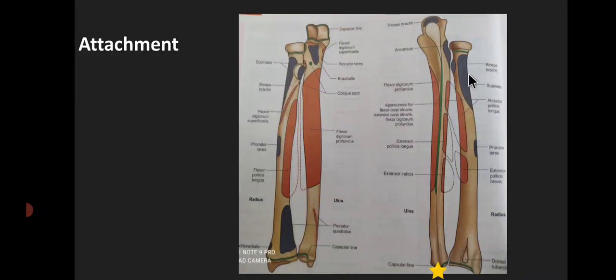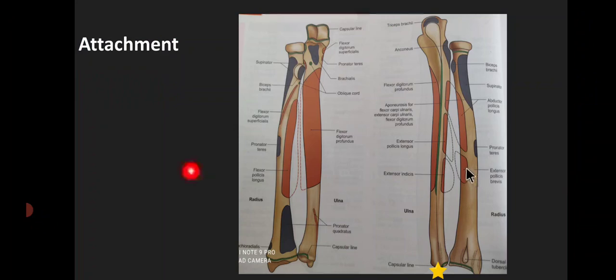Then on the posterior aspect, again you can see the insertion of the biceps brachii muscle, then the supinator muscle. From the posterior surface of both ulna and radius, one muscle originates, that is abductor pollicis longus, and from the posterior surface of the radius, extensor pollicis brevis muscle. So from the posterior surface of the radius, two muscles originate: abductor pollicis longus and extensor pollicis brevis, while abductor pollicis longus originates from both the posterior surface of the ulna and radius.